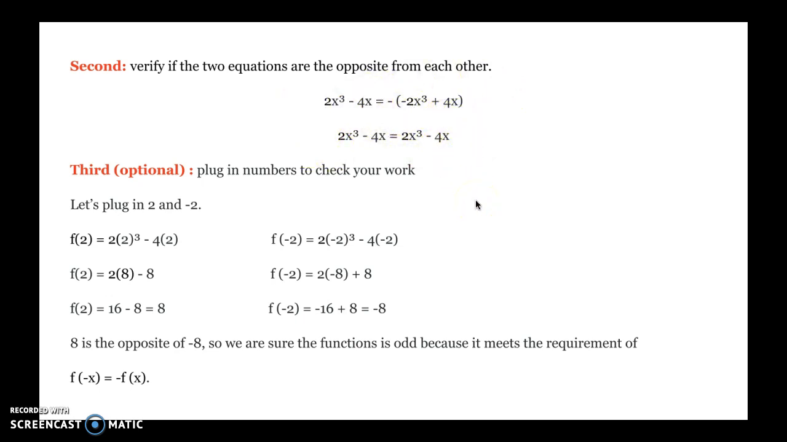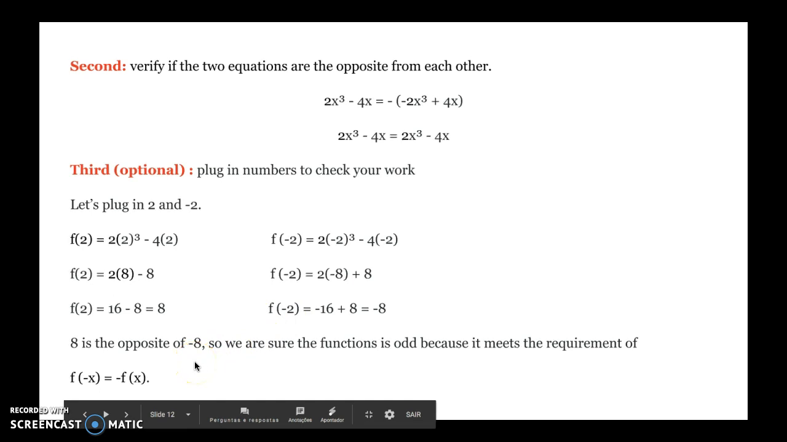But to check our work, we have to plug in numbers. I will plug in 2 and negative 2. So when I plug in 2, it is 2 times 2 to the power of 3 minus 4 times 2, which is 2 times 8 minus 8, 16 minus 8, which gives us 8. And when we plug in negative 2, it is 2 times negative 2 to the power of 3 minus 4 times negative 2. So f of negative 2 is 2 times negative 8 plus 8, which is negative 16 plus 8, which gives us negative 8. So we can see that they are the opposite. f of x, f of 2, is the opposite of f of negative 2, f of negative x.